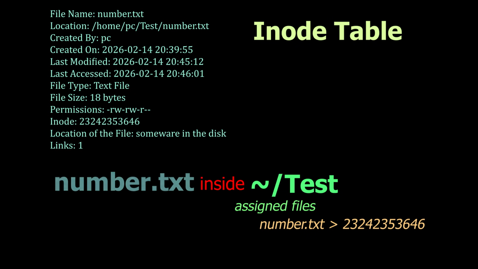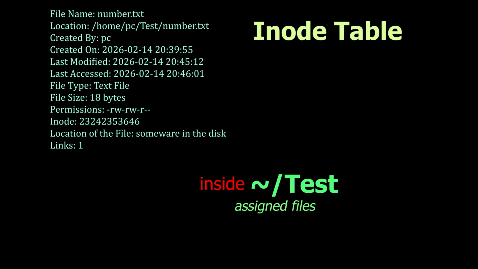Now, when you delete a file in a folder, the folder first removes the link, and the inode table decreases the link count by 1. When the link count reaches 0, the inode table marks that physical space, the slots, as free, and other files can then use that slot. To understand it, let's do it practically.